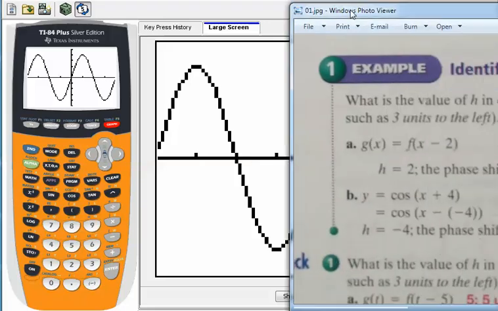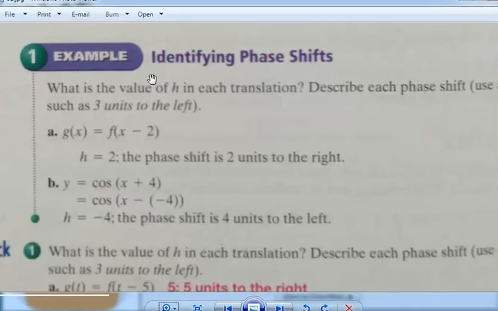Okay, so let's take a look at example 1 in the textbook. It's about identifying phase shifts. Now, a phase shift refers to when a trigonometric function goes to the side, either left or right. And so this is sort of getting us back into the frame of mind of what happens when we add or subtract a number inside the parentheses. Here we see our new function, g of x, is defined as the old function, f of x minus 2. And it points out to us that it's moved to the right.